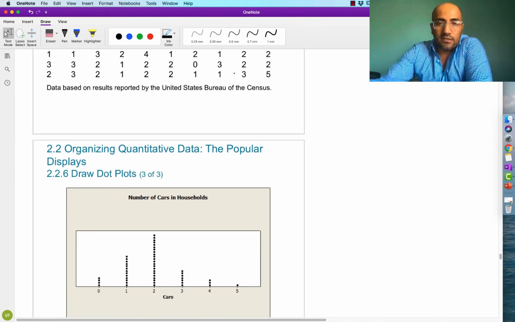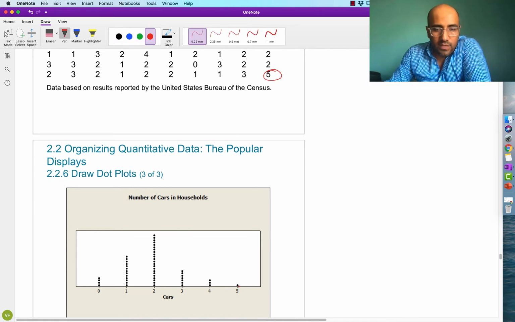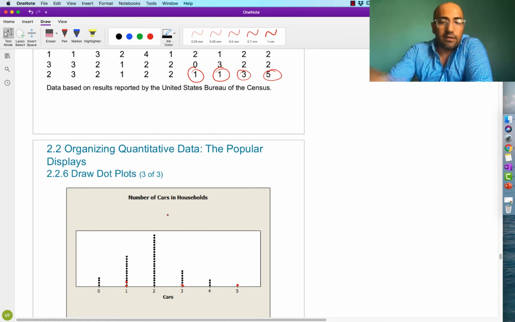So because somebody said 5, then that's where this little dot comes in, one little dot there. And then somebody said 3, so we put one little dot right there at 3. Somebody said 1, so we put a little dot there at 1, and so on and so forth. So you can see that when the number is repeated, they stack. So we can start to see that the tallest stack is the one that appeared most often.